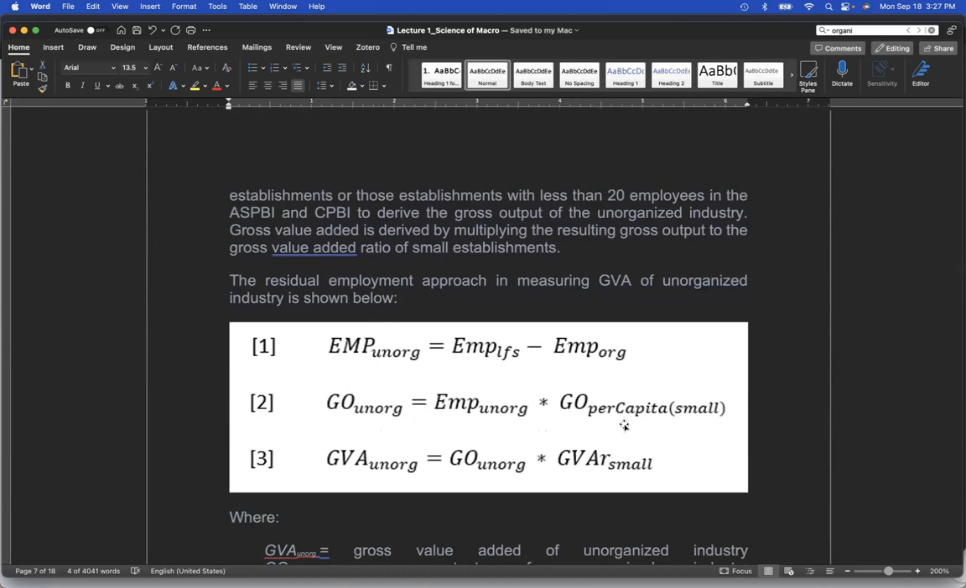So I'll quiz you. I'll ask a question. Bakit kailangan per capita? Bakit hindi gross output lang?